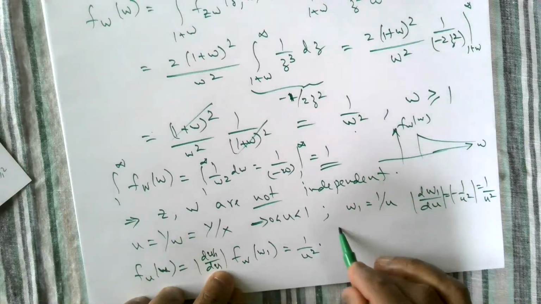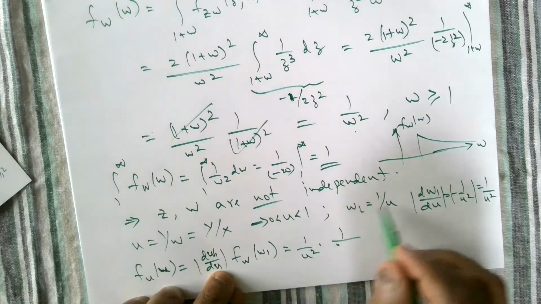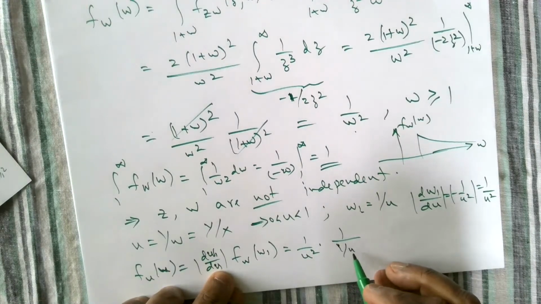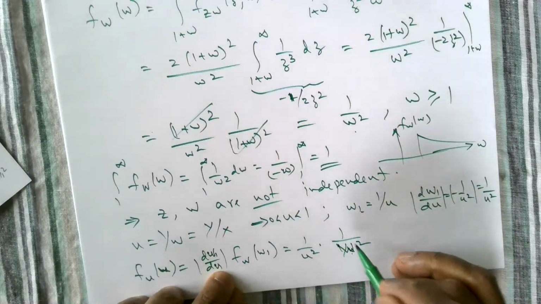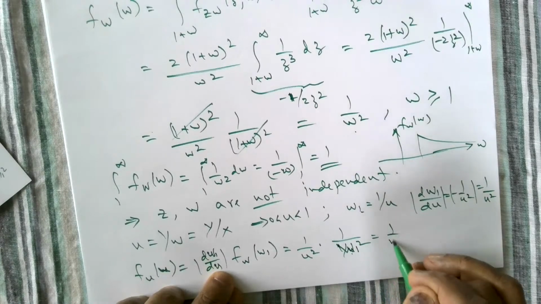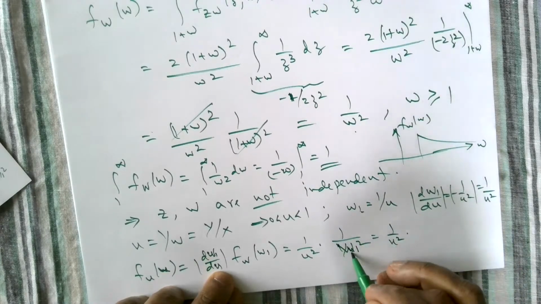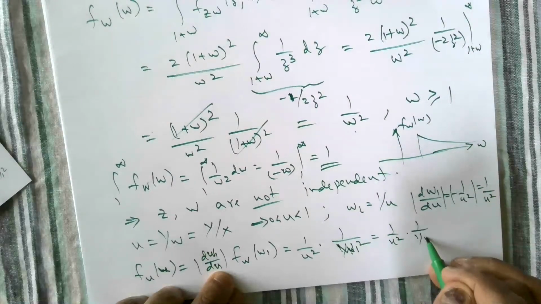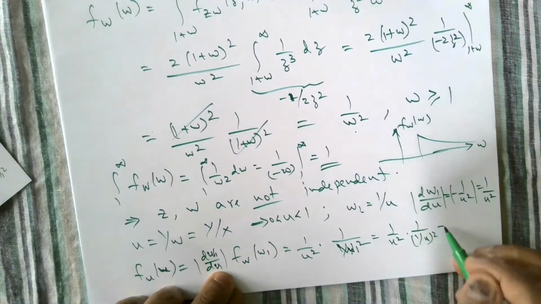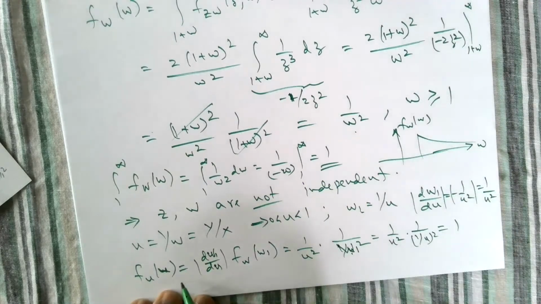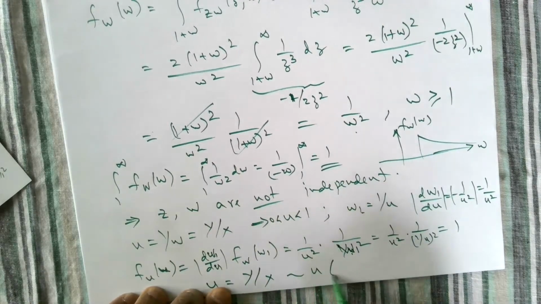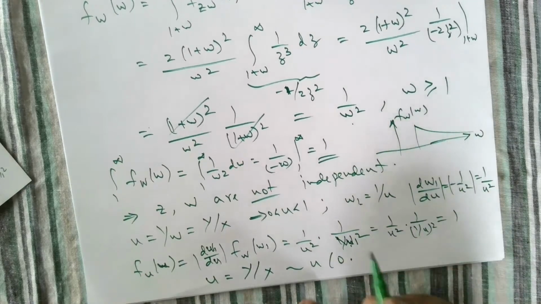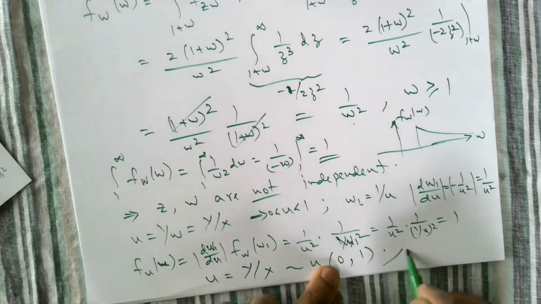And what W is here, 1 over W squared is 1 over 1 over U the whole square, which is U squared. The U squared goes up, so you get 1. Bottom line is U is uniform. So U, which is Y over X in the original problem, is uniform from 0 to 1. So this is the complete solution.